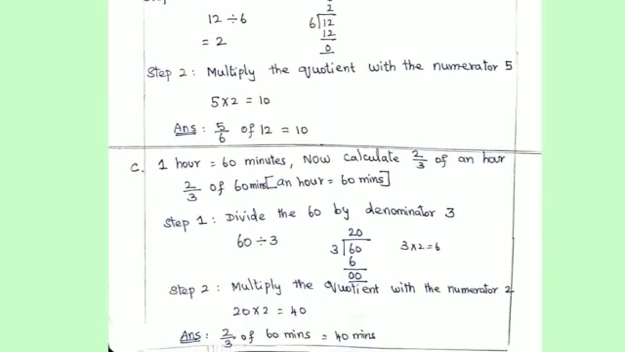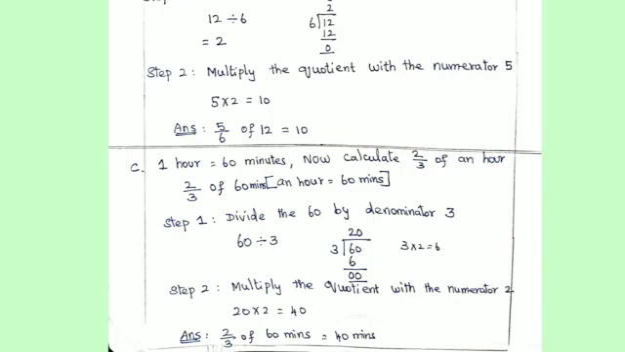Next is, 1 hour is equal to 60 minutes. Now calculate 2 by 3 of an hour. 2 by 3 of 60 minutes. We have to find out 2 by 3 of 60 minutes because an hour is equal to 60 minutes.